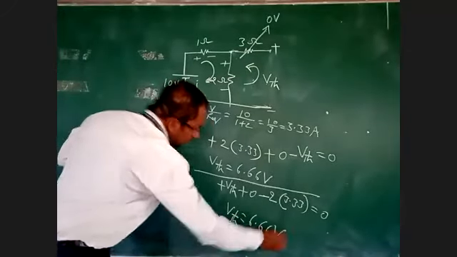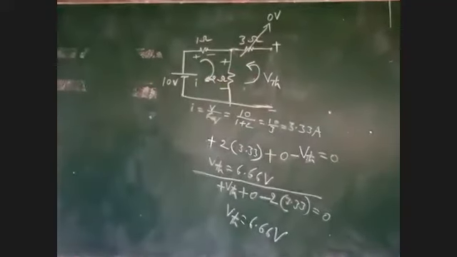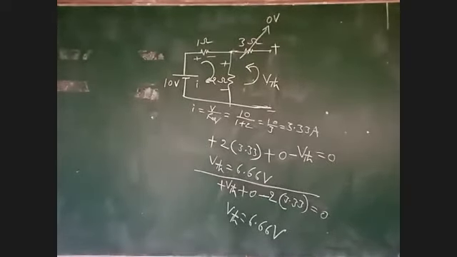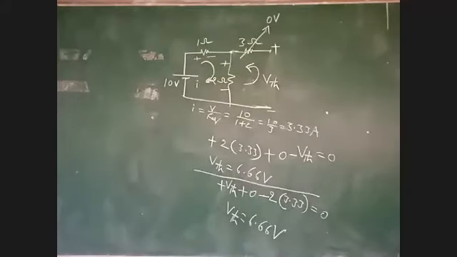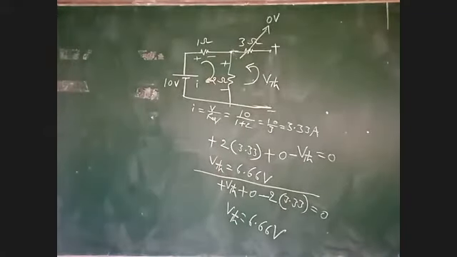6.66 volts. In the open loop, we can take this direction or this direction, any direction you take, no problem, because there is no current direction, there is only reference direction. We will get the same answer. So we have converted the entire circuit into a single voltage source. See the statement: any network can be converted into a single equivalent voltage source VTH in series with RTH. Now we have to determine RTH. If you have any doubt, you can ask me until now, up to here.